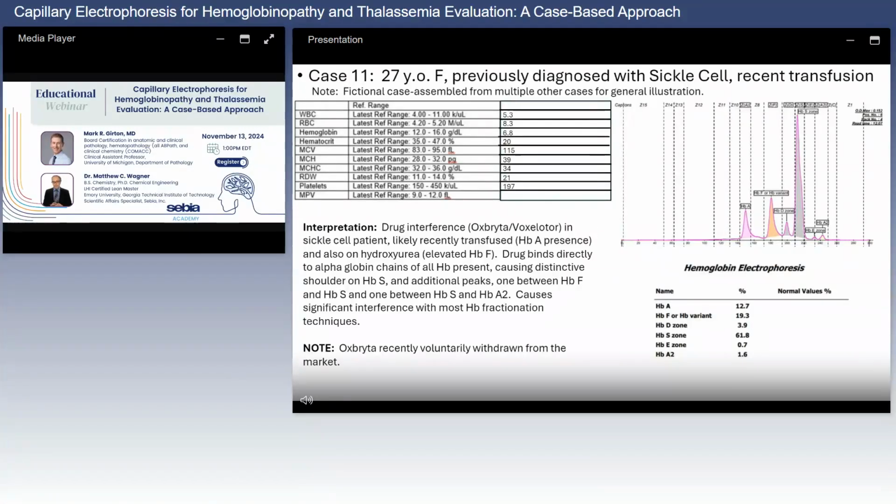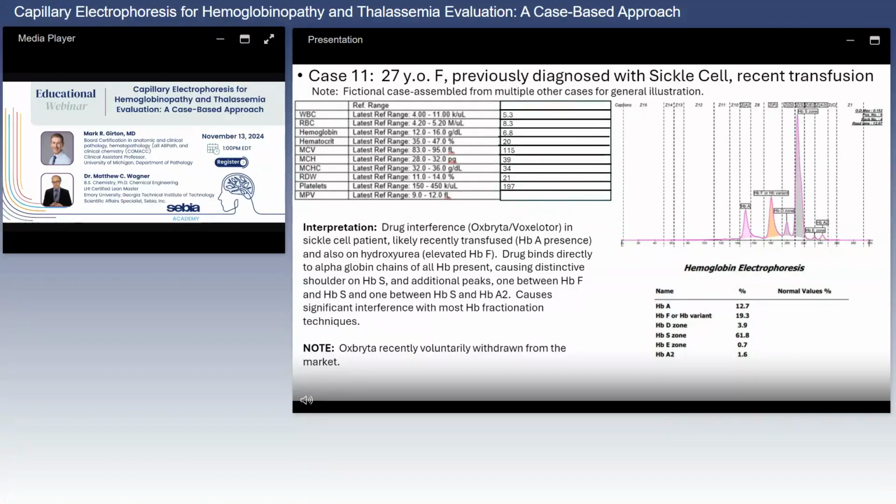This happens to be a drug interaction. This is the interference of the licensed drug Oxbryta, otherwise known as voxelotor, in a sickle cell patient. This drug has been specifically designed to bind to the alpha globin chains of any of the hemoglobins in the patient's blood, in order to lock a certain proportion of that hemoglobin into an oxygenated state. By doing so, it is hoped that we will alleviate some of the anemia, some of the sickle pain crisis, some of the sickling process that happens in sickle cell patients.